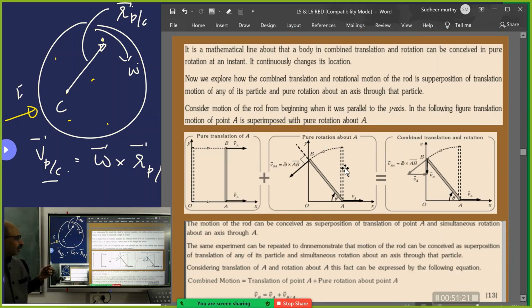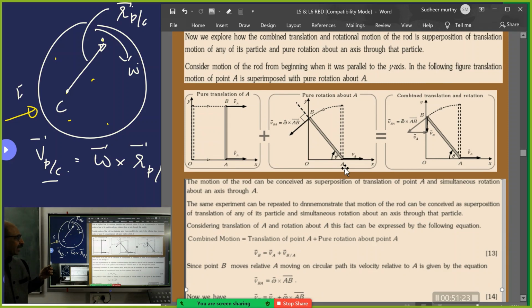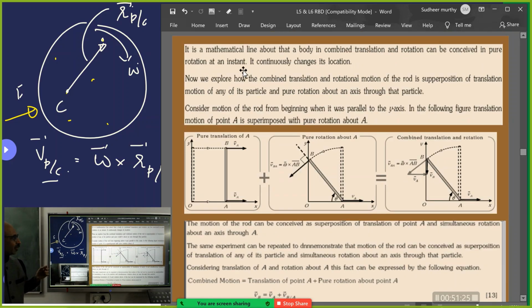Now let us understand this very carefully. To summarize whatever I have taught now, it's a mathematical line about which the body of combined translation can be conceived to be pure rotation and translation. It is continuously changing. Now we explore the combined rotation in this. Consider the motion of a rod from the beginning. Now I'll take this example.